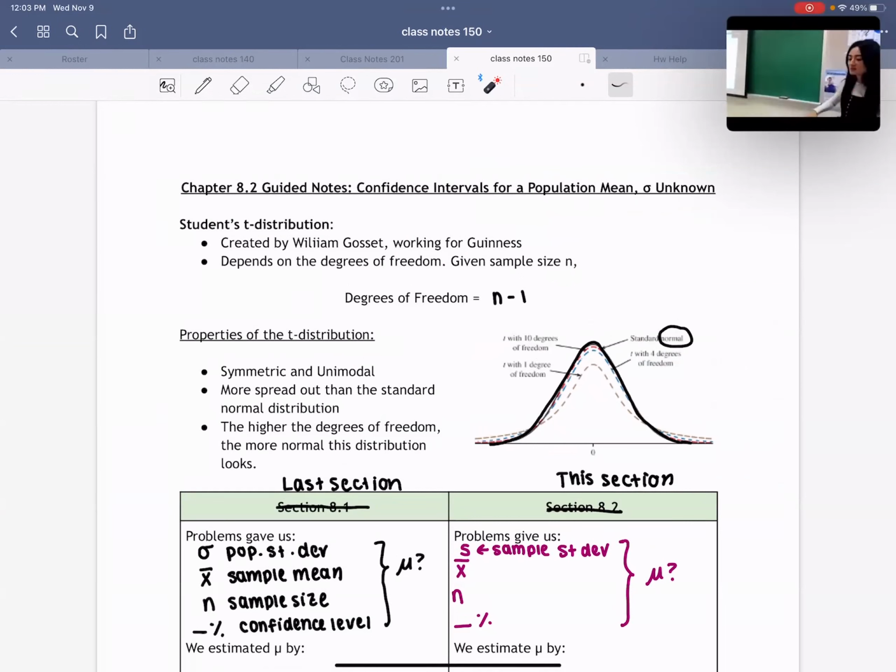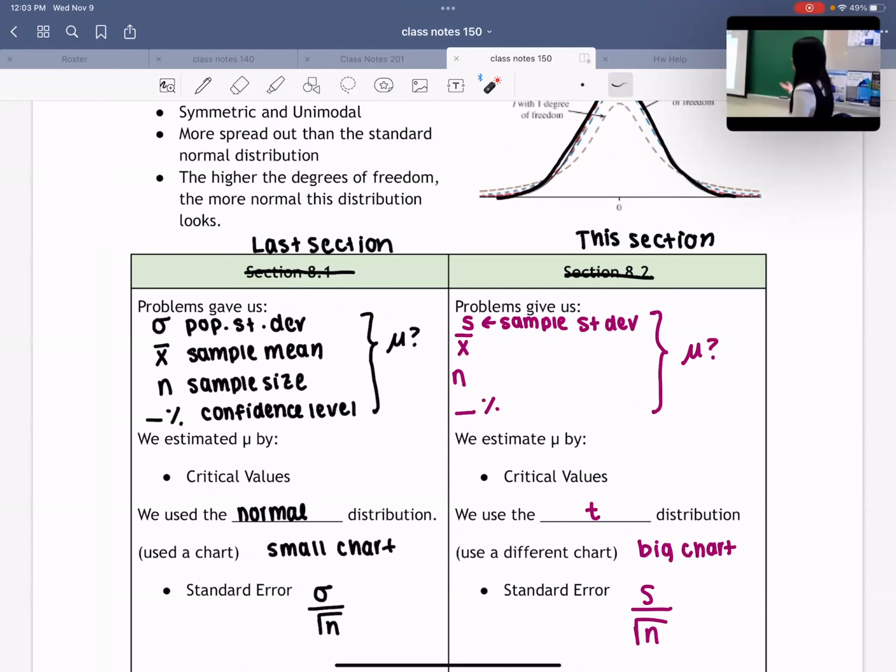Basically, we're still doing confidence intervals, but we're doing a different type of question. They're going to give us different types of information. And the question is really similar, right? So it's basically what we did last week, but instead of being given the population standard deviation, we're given the sample standard deviation. That's really the only difference between the two questions that we're doing.